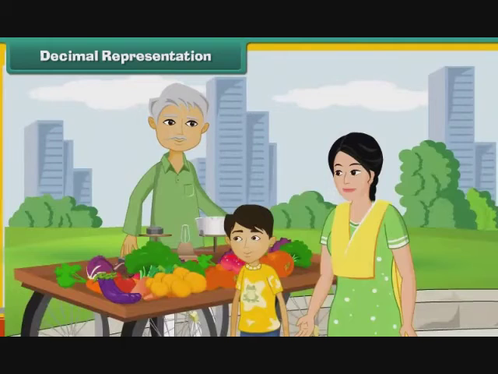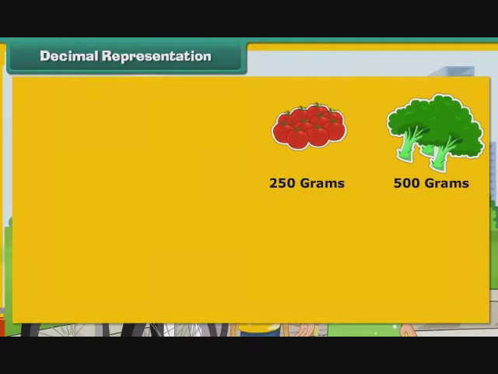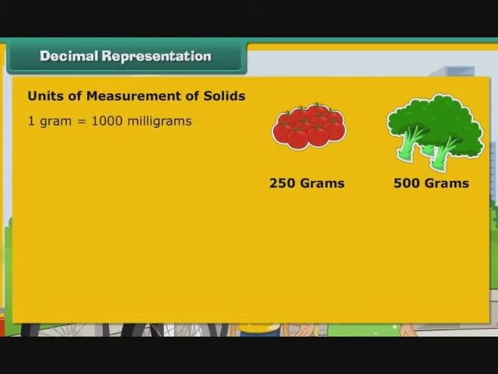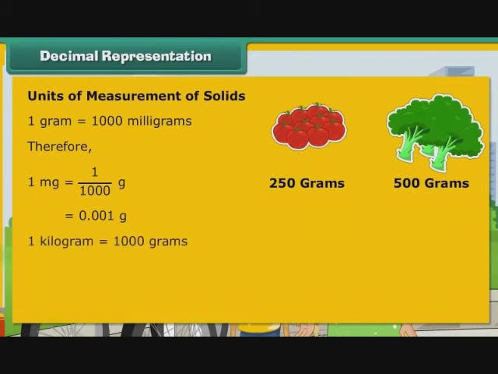Akshay accompanied his mother to the vegetable market. There, he saw his mother buy 250 grams and 500 grams of different vegetables. He wanted to express the quantities purchased as kilograms. To be able to do so, Akshay must first understand the units used to measure quantities of solids. 1 gram is equal to 1000 milligrams. Therefore, 1 mg is equal to 1 by 1000 gram. That is equal to 0.001 gram.